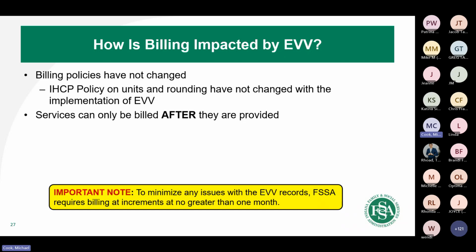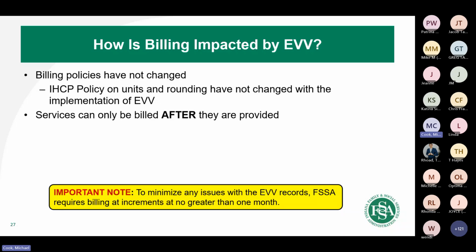So we say that to mean if you're billing on a 15-minute basis, a service that bills on 15-minute increments, you need to make sure that you're performing 8 or more minutes of that service in order to bill at least 1 unit. In addition, any billing guidance that we've published previously around waiver services or home health services will remain as is, not impacted by EVV.